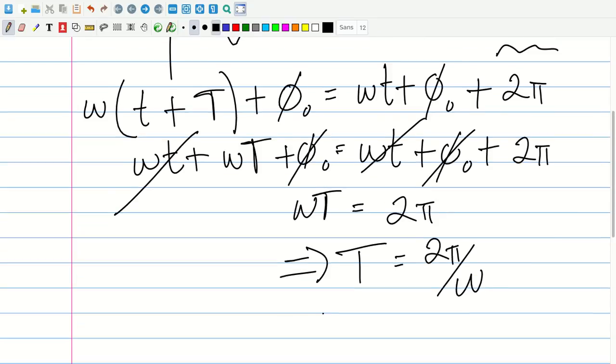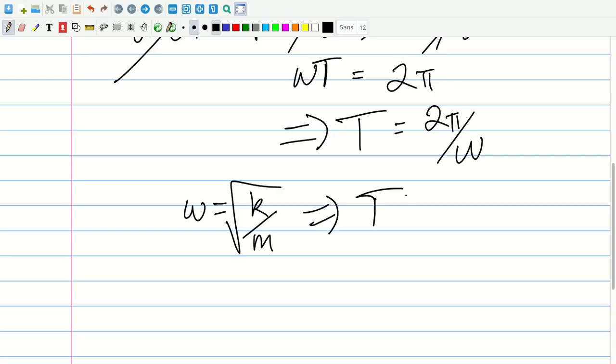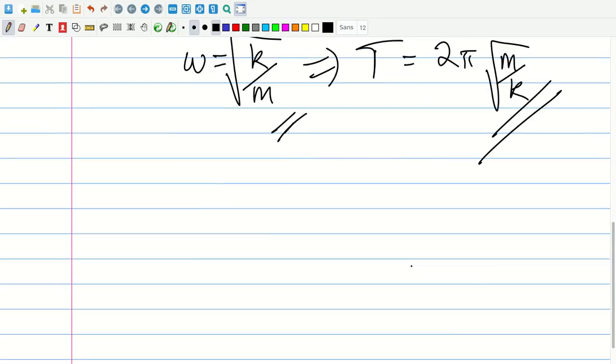Now, we found in the previous result that omega equals the root of k over m. So what that implies is that the period is equal to 2 pi, and this means I have to reciprocate this expression, so it's going to be root of m over k. That's what I end up getting. So that's the period. That's how you derive the period.